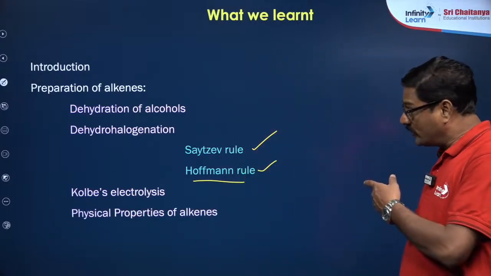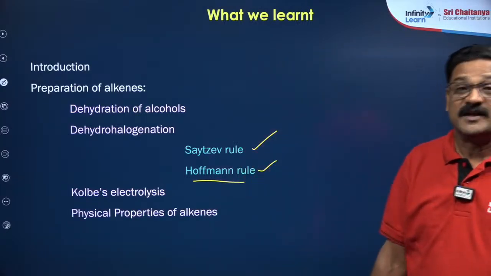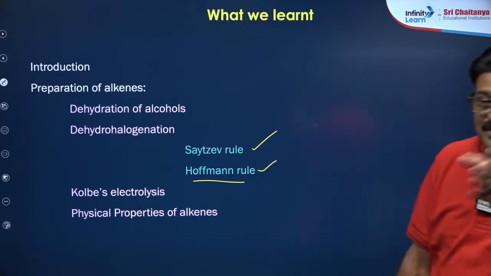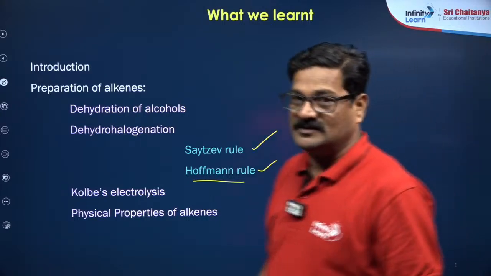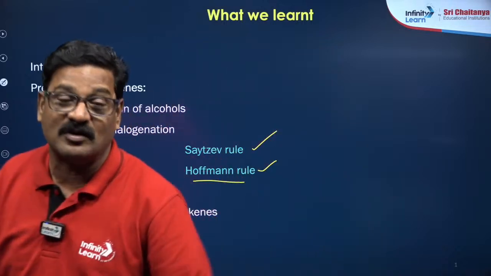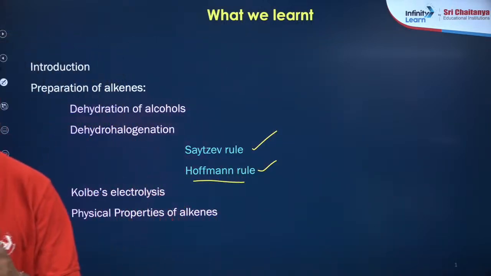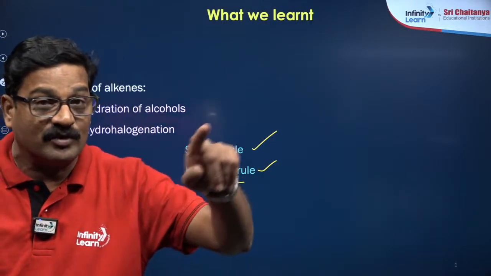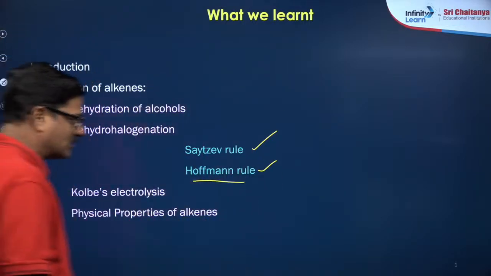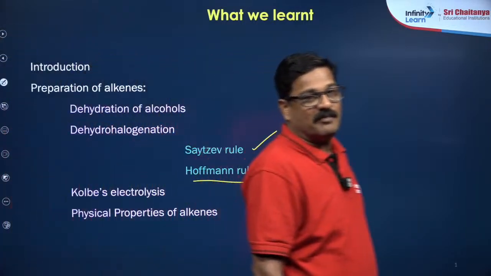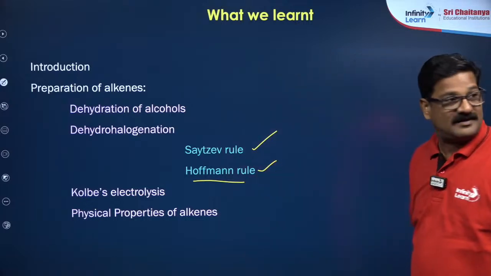Also we discussed the physical properties, if you remember. Cis alkene and trans alkene: the cis alkene dipole moment is not equal to 0, the trans alkene dipole moment is going to be 0 if both alkyl groups are the same. Based on that, boiling points and melting points are given there.